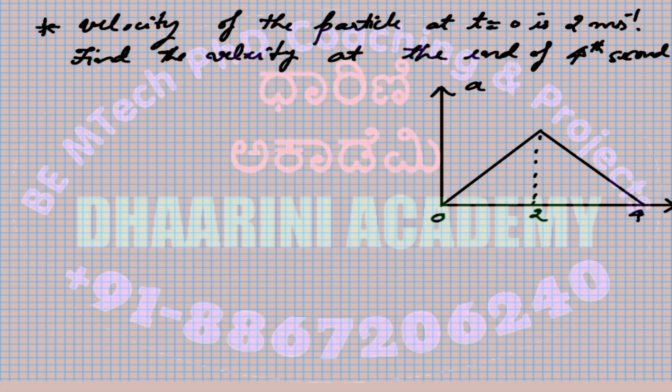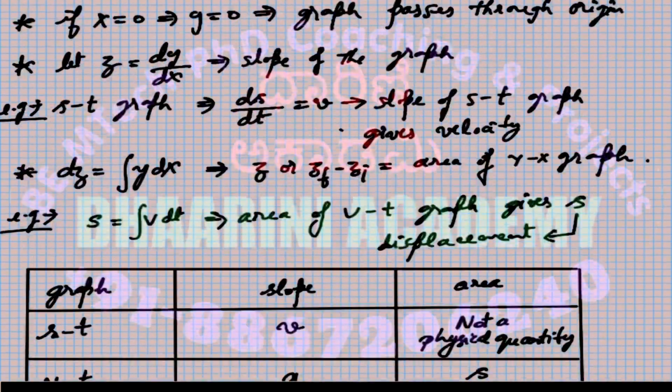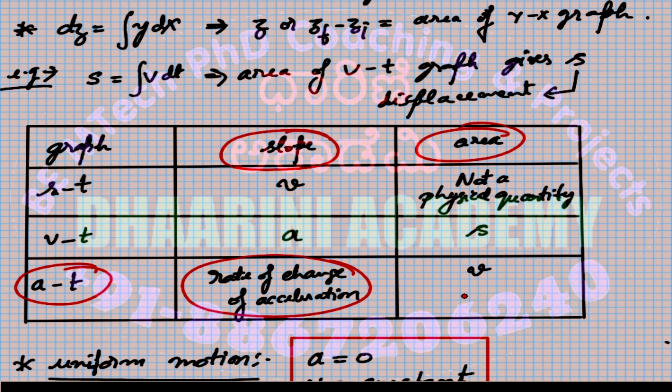Right. Now, the given data is an acceleration curve. If you look at the acceleration versus time curve, in order to find the velocity, what I'm supposed to do is use this table. See here, the acceleration time graph is given. If you try to find the slope, that is the rate of change of acceleration. If you find the area, that is v.